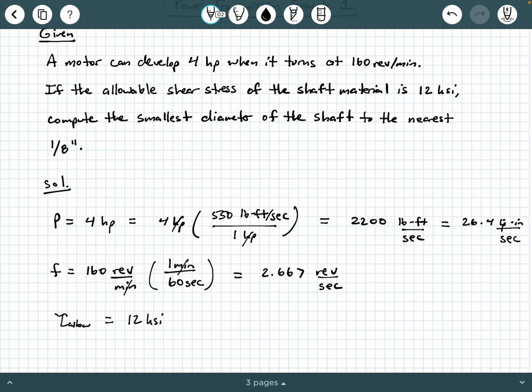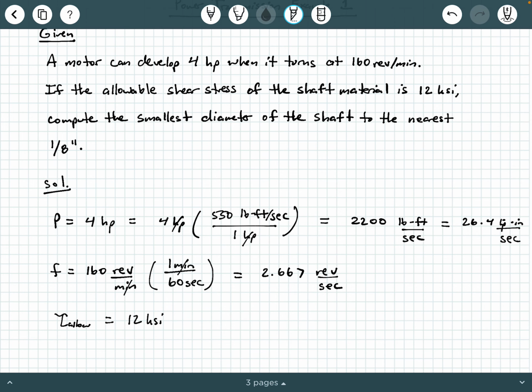If you're confused by this conversion factor, maybe pause the video or rewind it and do it yourself. But it's a pretty simple conversion factor going from pounds to kips and then feet to inches, okay? So now I've got consistent units, right? I've got ksi for tau, revolutions per second for f, and kip inches per second for P. So all my units for these 3 values are jiving with one another.